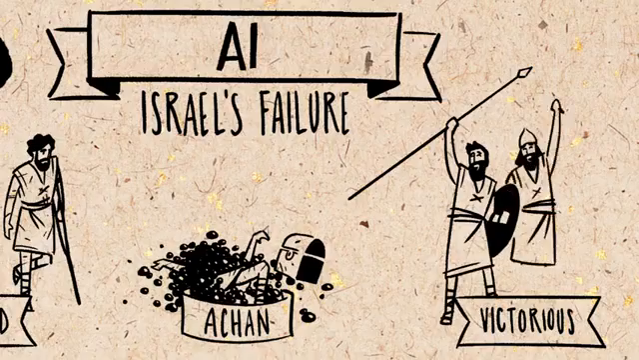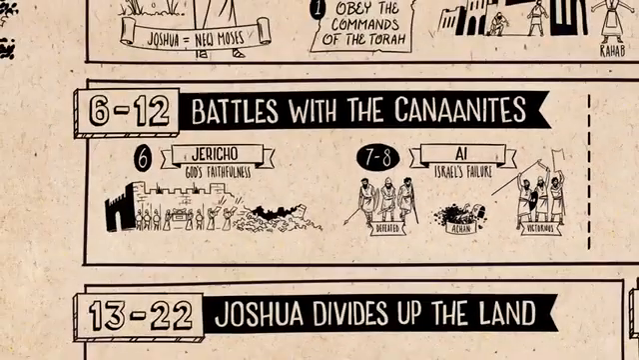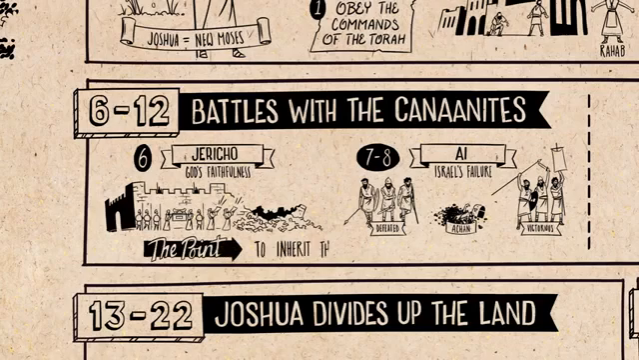And so together, these two stories are placed right up front to make an important point. If Israel is going to inherit the land, they have to be obedient and trust in God's commands. They don't get special treatment.